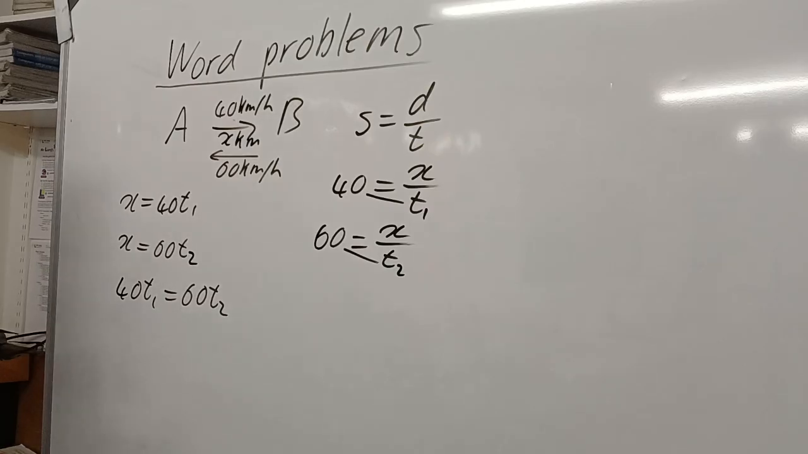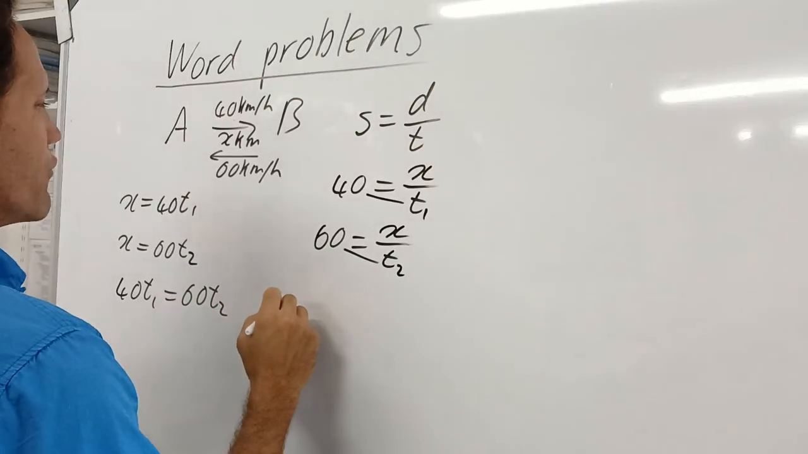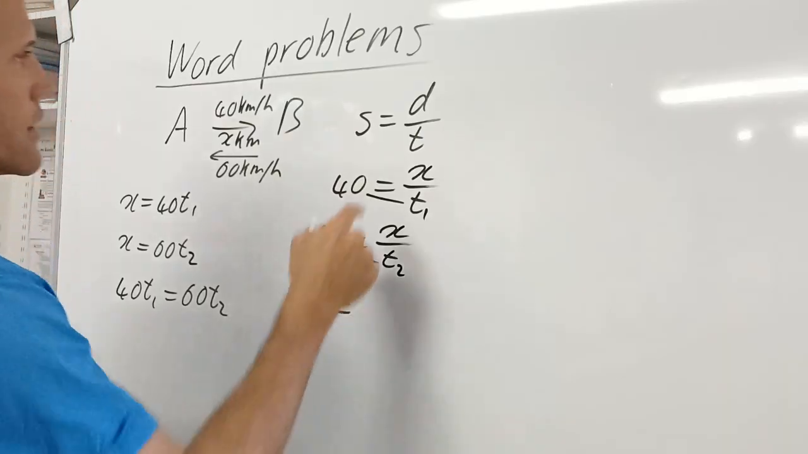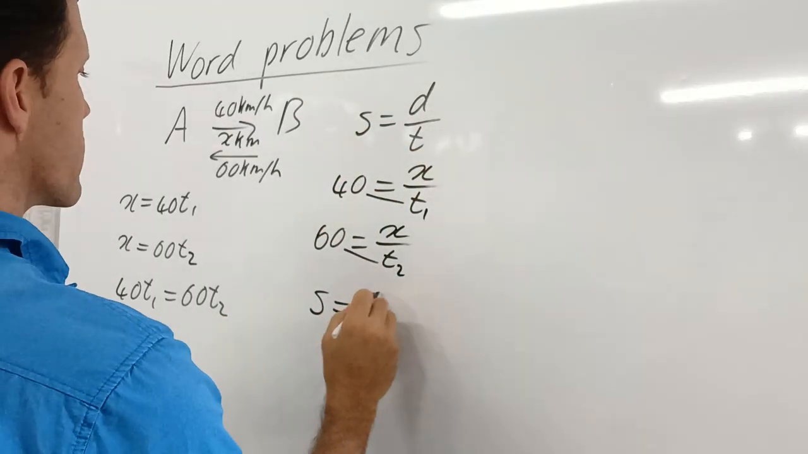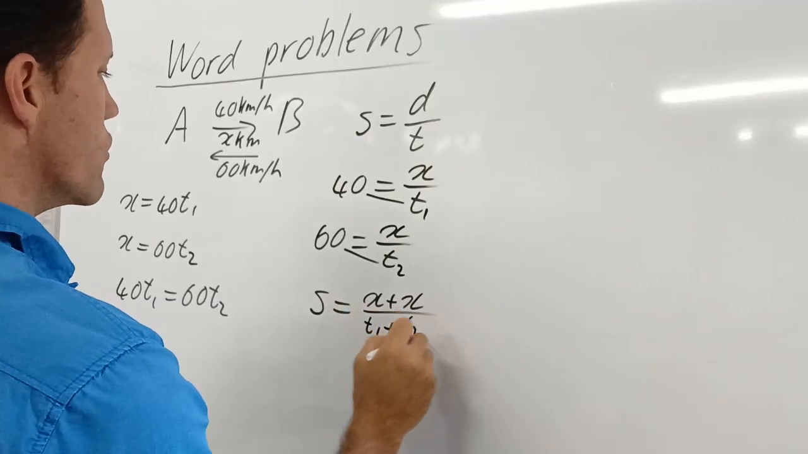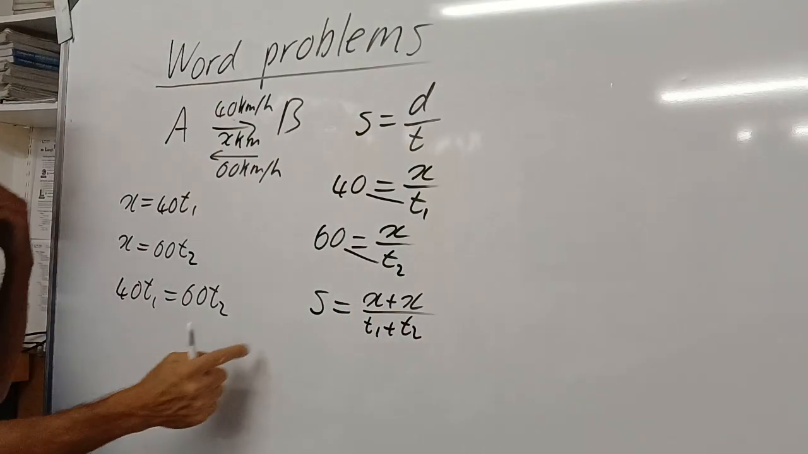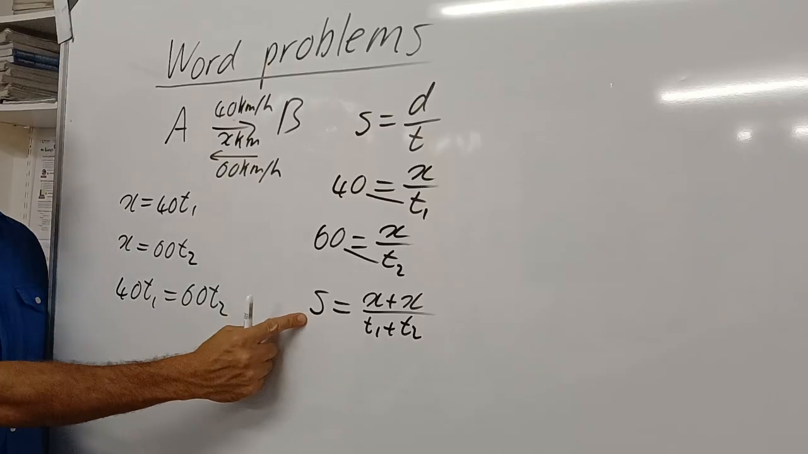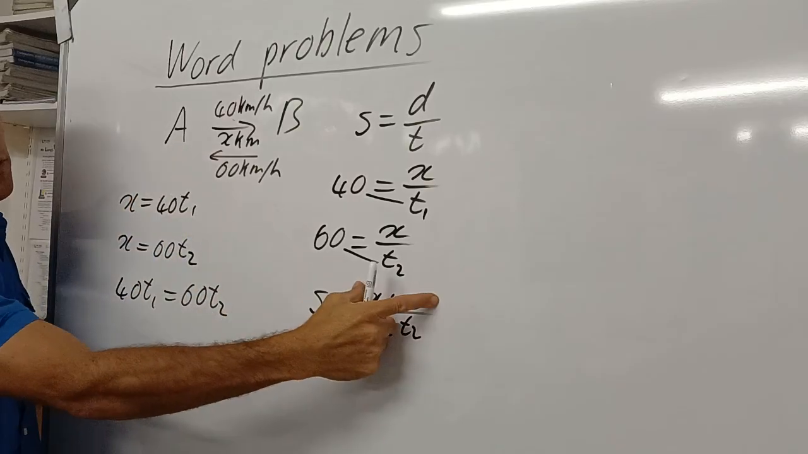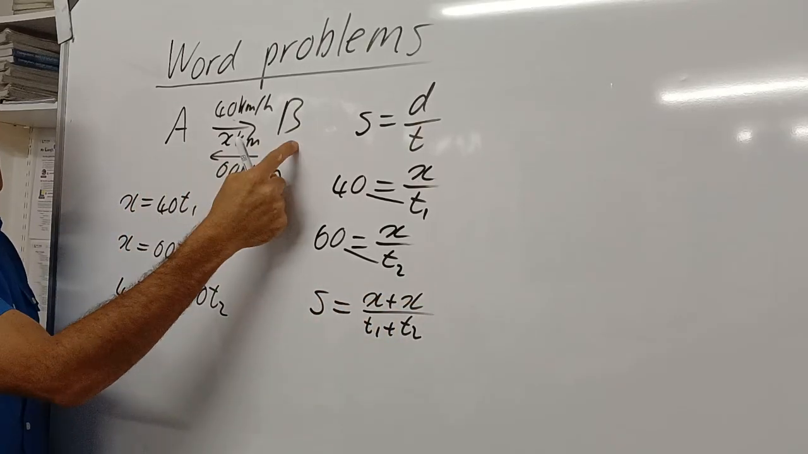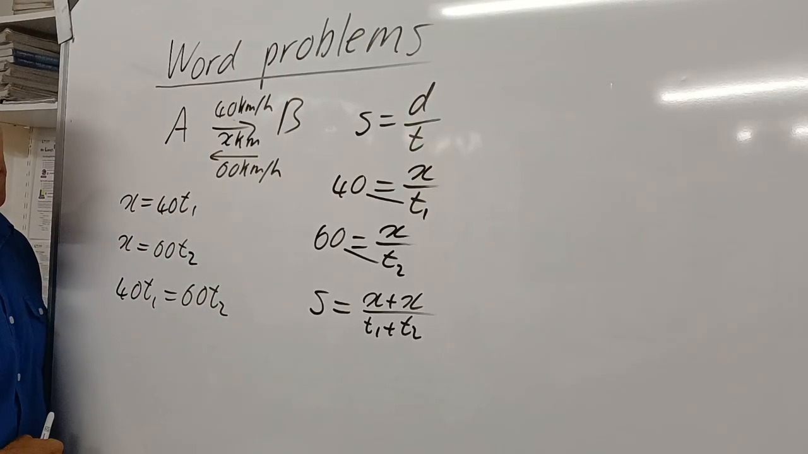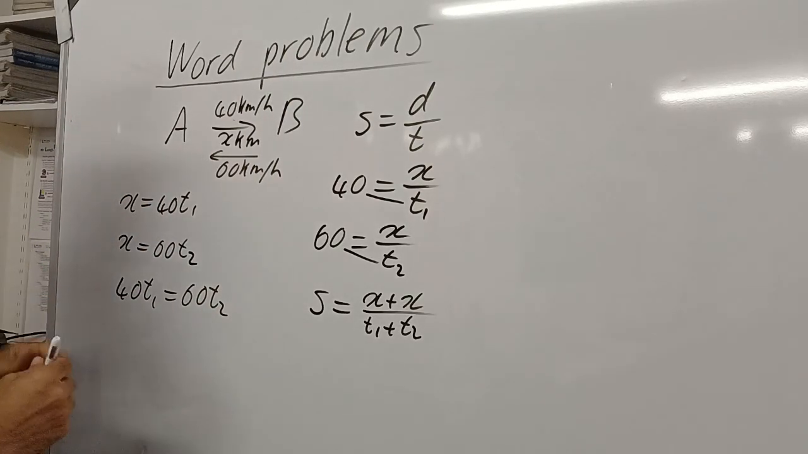So for the average speed, let's call it S again, it is the total distance, which is x plus x, over T1 plus T2. This is actually what the average speed is going to be. When you take the x there plus the x back, it's the total distance, divided by the time there plus the time back, the total time. Then you get the average speed.